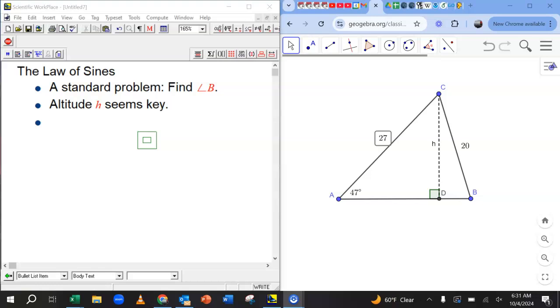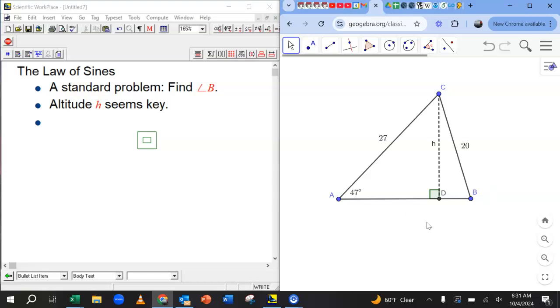So I'm going to derive the law of sines. I'm going to do it by doing a pretty standard problem in a way we totally know how to do already. We'll do it with numbers, and then we'll notice a shortcut, and then we'll rewrite that all with letters. The problem is we're going to start with knowing side AC, 27, BC, known to be 20, and one angle, angle A, is equal to 47 degrees. And the goal is to find angle B.